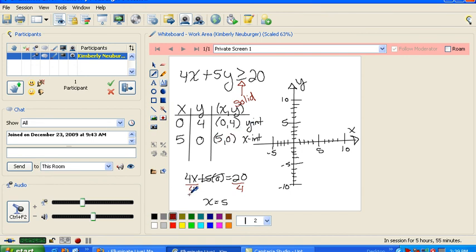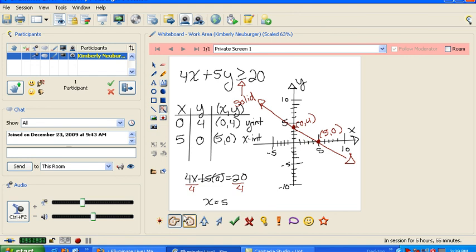Now let's go ahead and plot those points. I have 0, 4 located right here, and I have the point 5, 0 located right here. And according to my inequality here, I need to connect those with a solid line. Now I need to determine where to shade this particular coordinate plane. I'm either going to shade on this side or that side of the line.